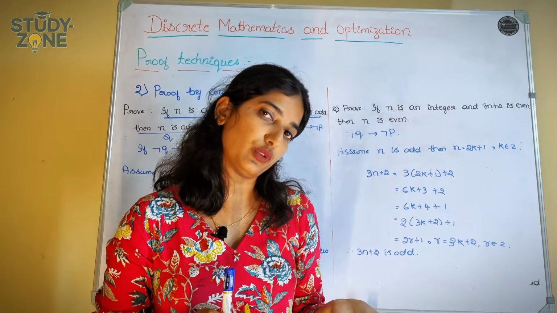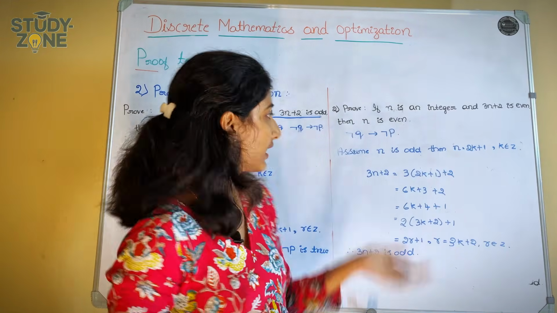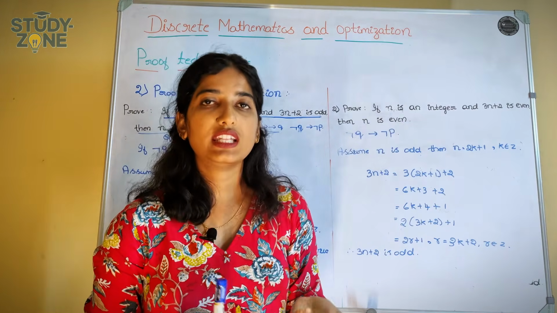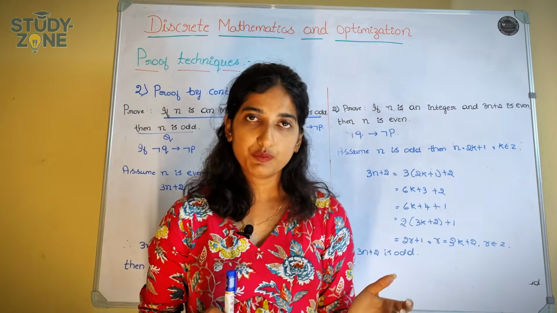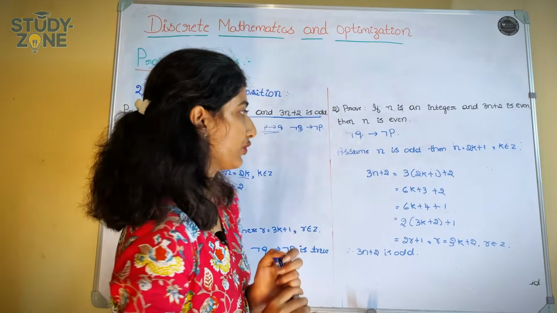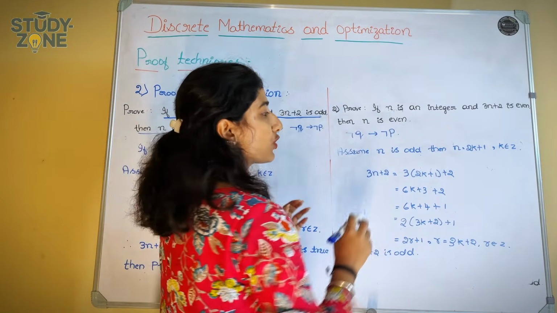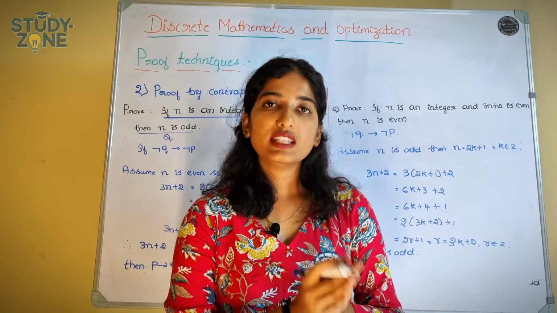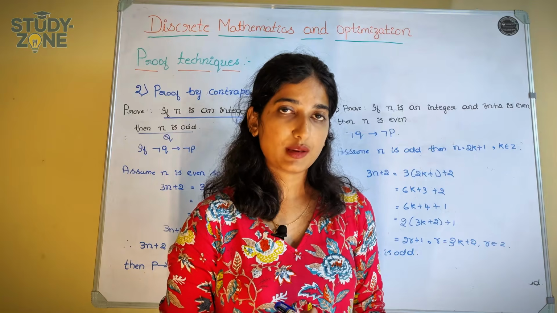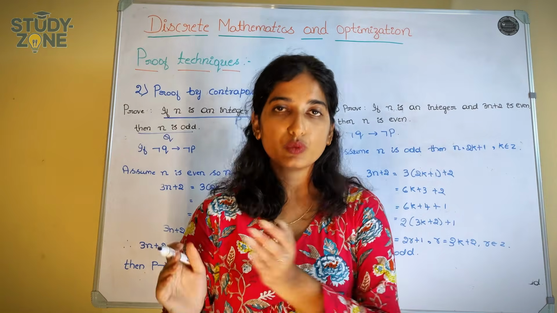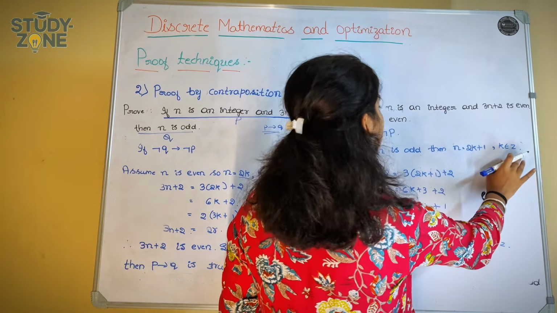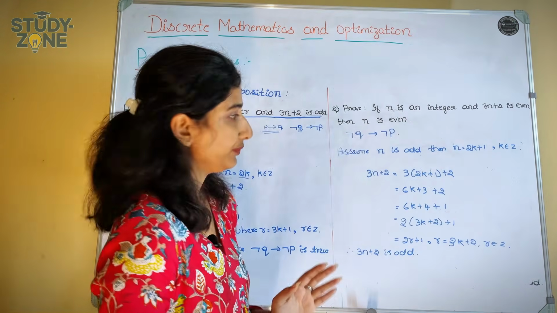What is negation of q? Here we have n is even, so negation of q is n is odd. So we have to assume n is odd. So how do we represent odd numbers? Even numbers are represented with n equals 2k. Odd numbers are represented with n equals 2k plus 1. Clear? So n equals 2k plus 1, where k belongs to Z.